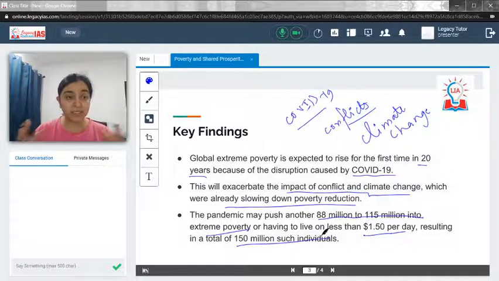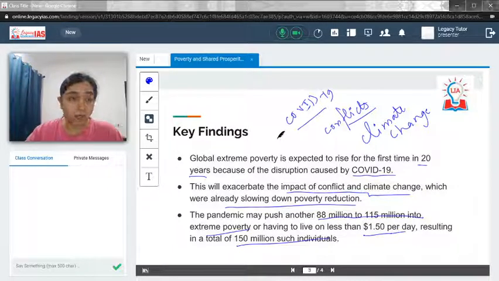So this is basically from your UPSC point of view, you have to remember that COVID-19 has created many problems and it is going to cause a lot of ripple impact in terms of how the poverty reduction program was going on throughout the world. But also at the same time, remember, COVID-19 is not the only cause, and conflicts and climate change were already there, which were kind of derailing the whole process of poverty alleviation. So these are the few things that you need to know.